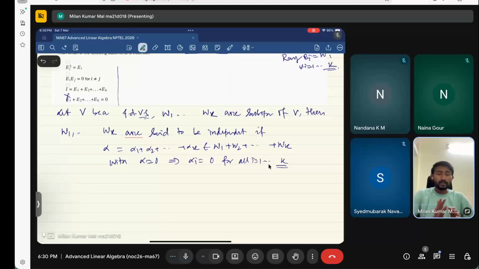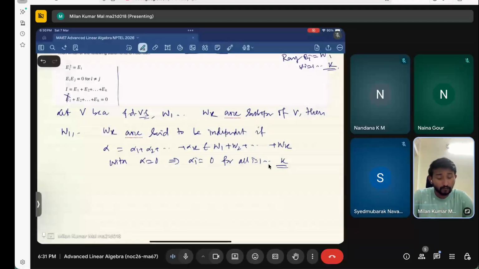That means suppose you have k subspaces W1, W2, up to WK and you are considering their addition like W1 plus W2 plus up to WK, and you are taking a vector alpha in that space, the summation space W1 plus W2 plus up to WK.